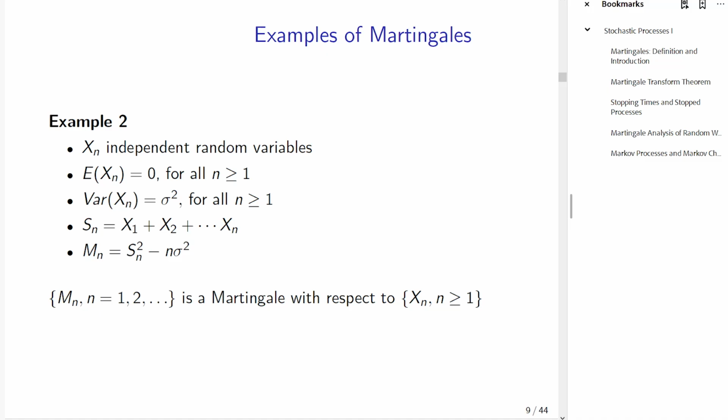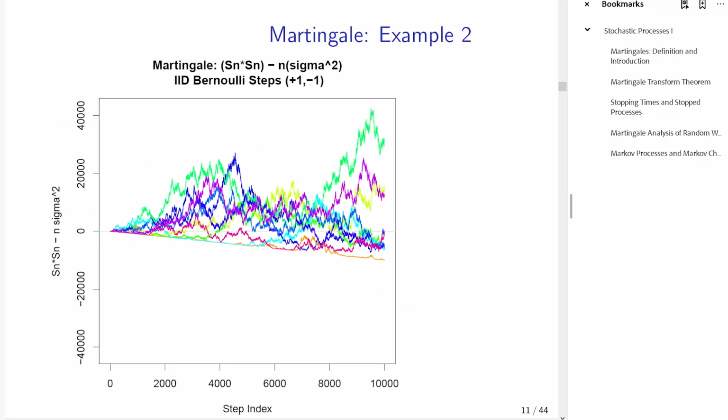Now, this second example of a martingale, where we have a random walk S_n, but then we square it and subtract n times sigma squared, the variance of each of the steps, is also a martingale. Looking at different realizations of this martingale, we can see this is very different from that of a simple random walk. And importantly, there's basically a lower limit of the process, it appears, for fixed n, and an unbounded upper limit. But this process as well is a martingale.